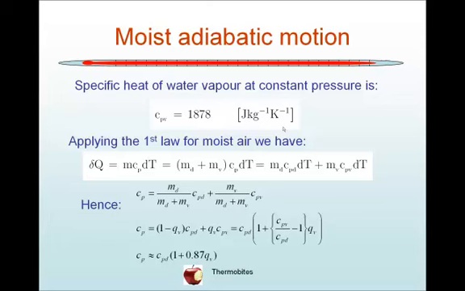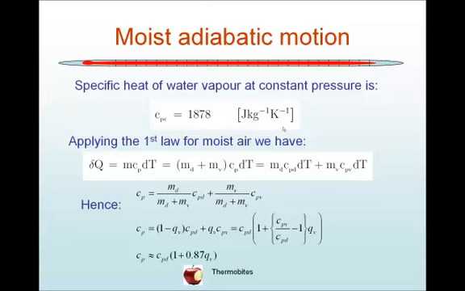Now we're going to consider the case where a parcel of air contains water vapor, but it's unsaturated. So it's moist adiabatic motion. In other words, we're going to make some assumptions about the fact that the parcel doesn't exchange heat with its environment, but it contains water vapor. The specific heat of water vapor at constant pressure, Cpv, is 1878 joules per kilogram per Kelvin.